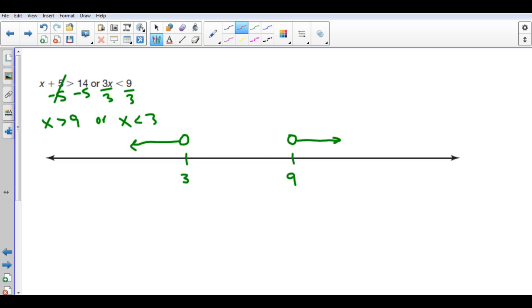If I pick a solution for one of these, let's say 10. 10 would be somewhere over here. Well, 10 is greater than 9, so that works. It's not less than 3, but that doesn't matter. It's really one or the other. So if I pick a number that's in the middle of these, let's say I pick the number 4. Well, 4 is greater than 3, so that doesn't work. And 4 is also less than 9, so that doesn't work. So notice that is not part of my solution. So you are either on one side or you're on the other end.